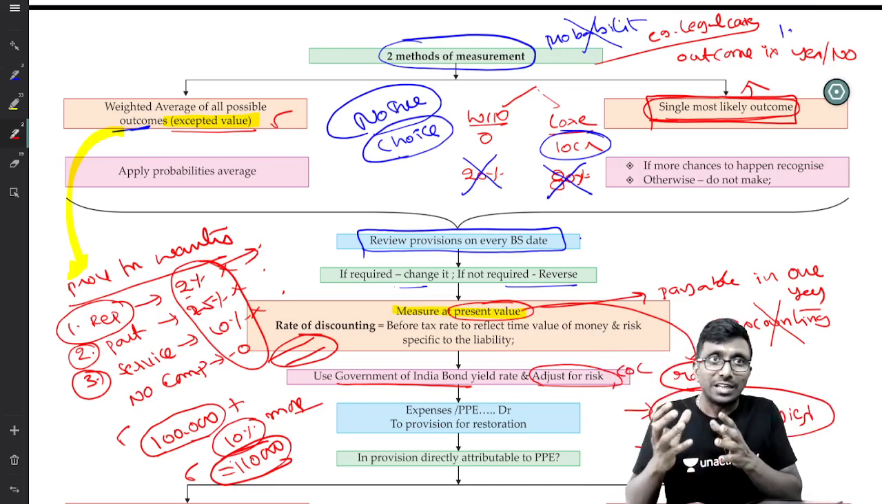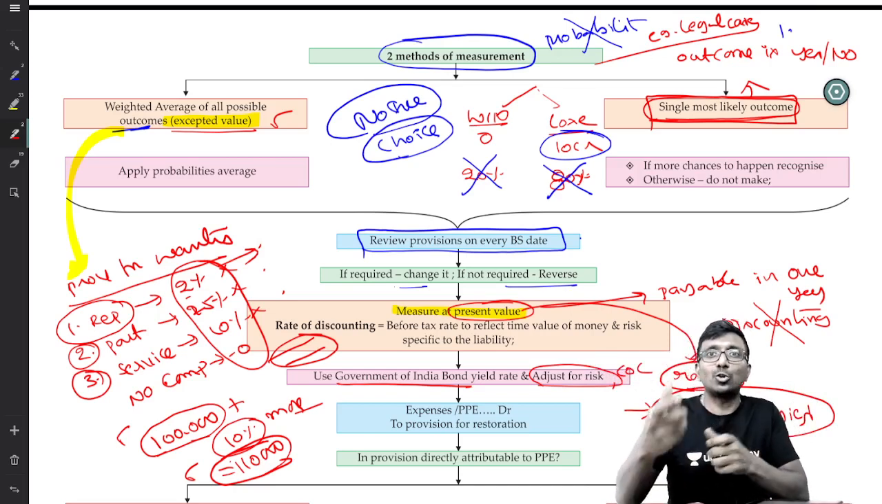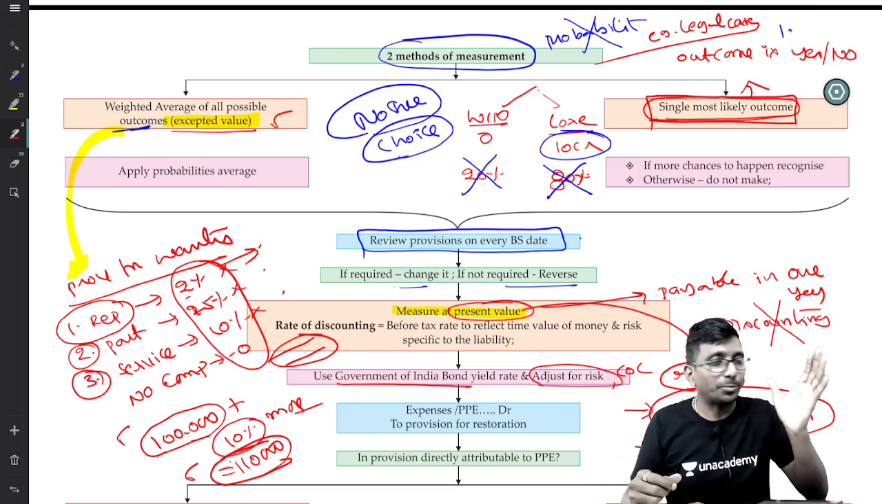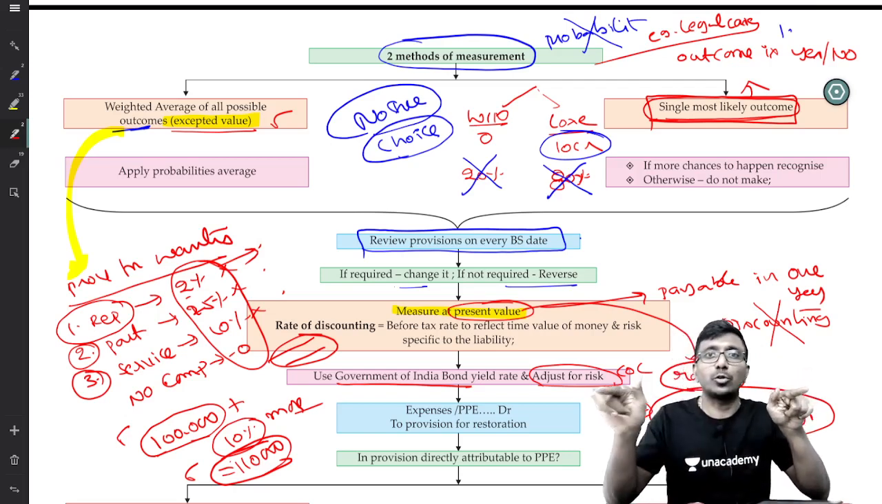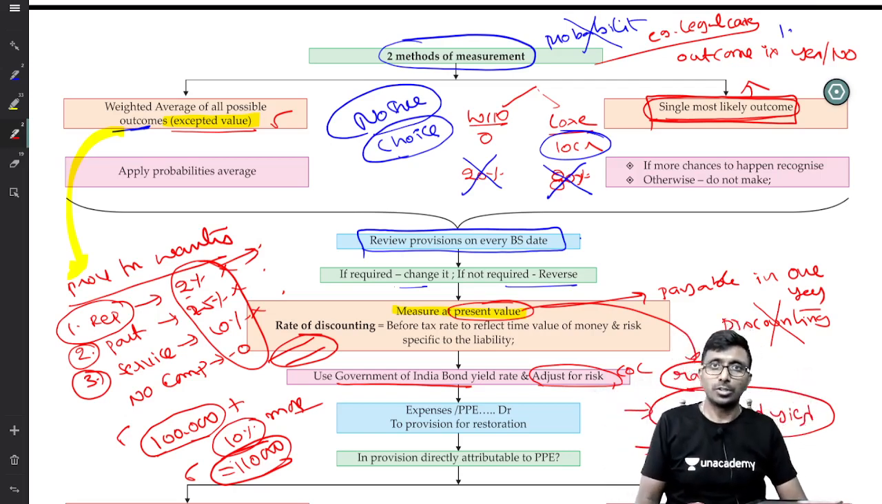No sir, I'm making a provision with respect to restoration or dismantling or decommissioning of a machine. Oh, it is with respect to a machine. Then machine account debit, credit provision for restoration, you are supposed to do. So I hope you got it.